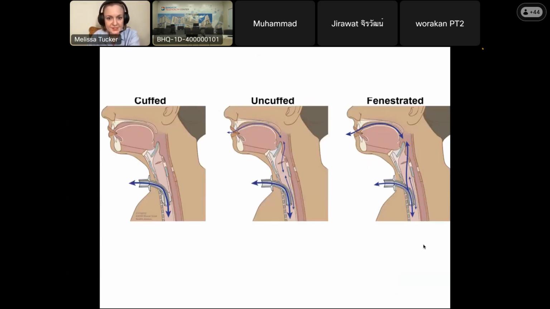And here's just examples of airflow. So with the cuff fully inflated, the air only goes in and out of the tube. Uncuffed or with the cuff deflated, air primarily goes in and out of the tracheostomy tube, but the patient can also pass air through their vocal folds into their mouth and nose. And this is that fenestrated tracheostomy tube where more airflow can pass through the tracheostomy tube itself and into the mouth and nose. But again, I really don't recommend that type.